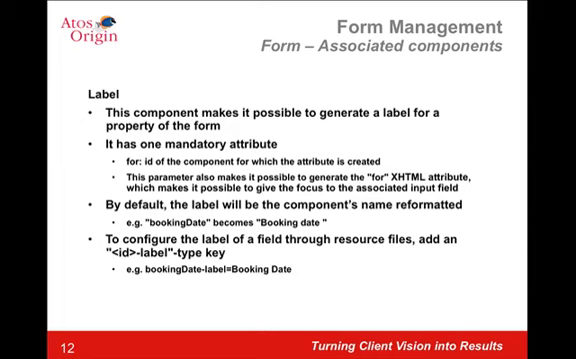With the label, you will be able to generate labels for your various fields. It has just one required parameter, for, which indicates the ID of the associated component. By default, Tapestry will use the name of the attribute to generate the label. For example, for the booking date attribute, the label will be booking date.